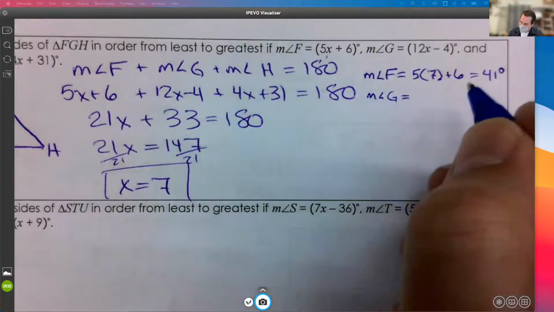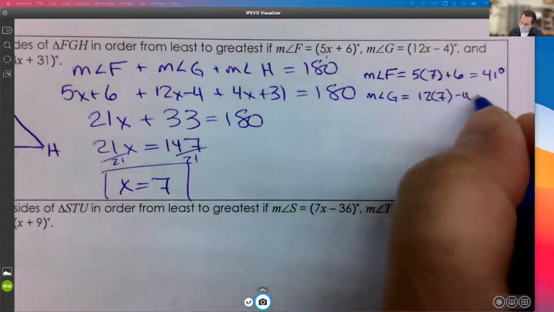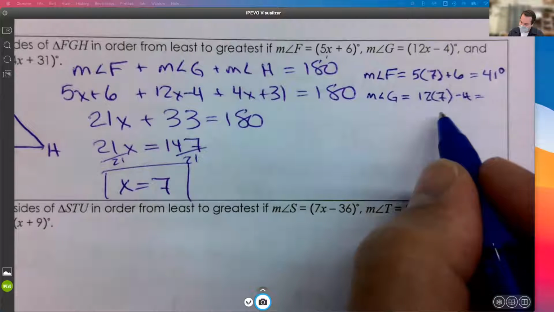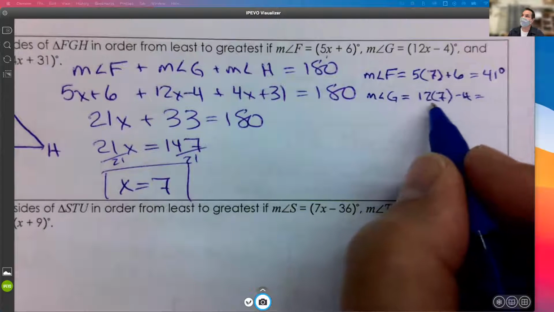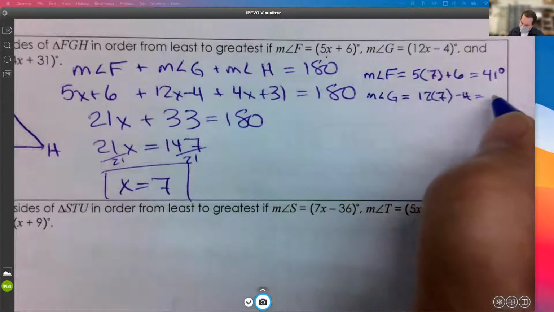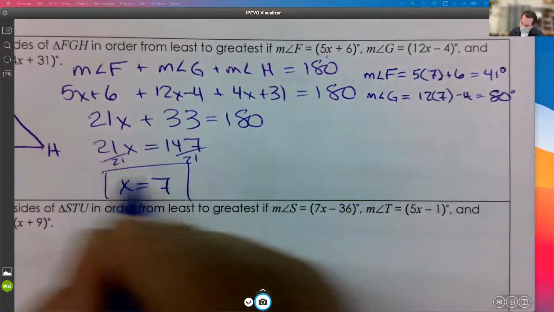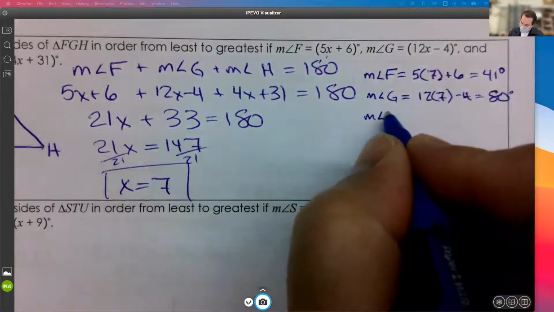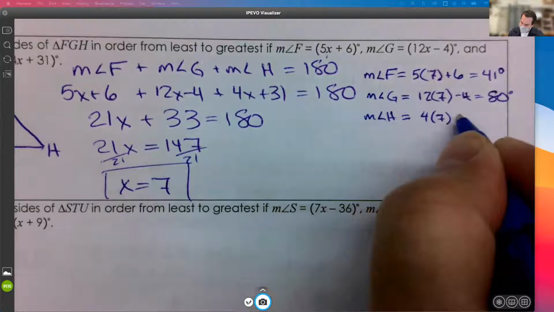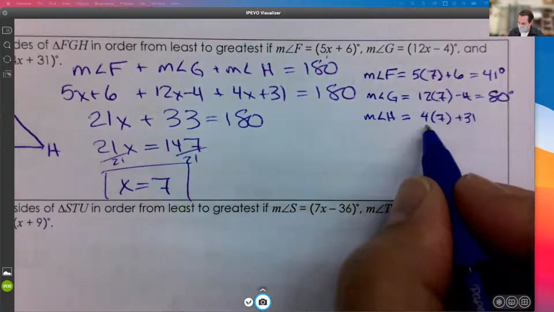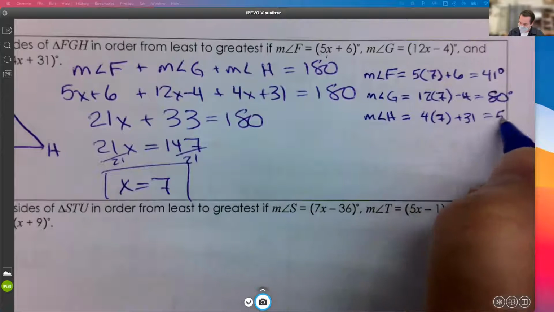Yep. Measure of angle G would be 12 times 7 minus 4. 12 times 7 is 84, minus 4 is 80 for G. Measure of angle H is 4 times 7 plus 31. 4 times 7 is 28, so 59.